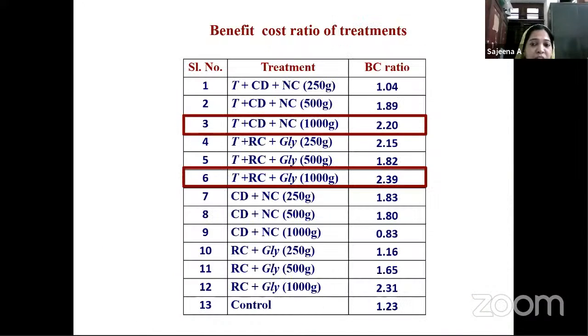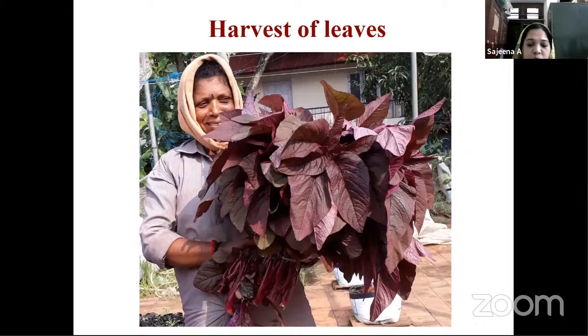Coming to the benefit cost ratio, if you want to recommend for the farmers, the most beneficial was found to be the Trichoderma multiplied in rice chaff plus Gliricidia with a BC ratio of 2.39, followed by cow dung plus neem cake. And this is the harvest of the leaves. We could see the maximum leaf area with a good crop.